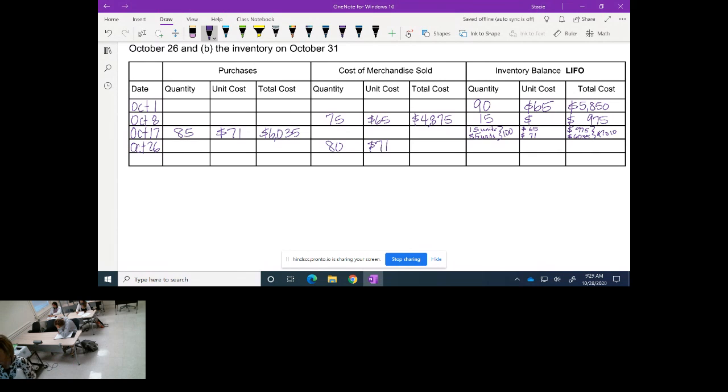$5,680. Thank you. My calculator was stuck. Okay, so what does that leave me with? 5 of the $71 units and 15 of the $65 units. So we've got $975 plus $355. So our ending inventory would be $1,330. Is this making sense?